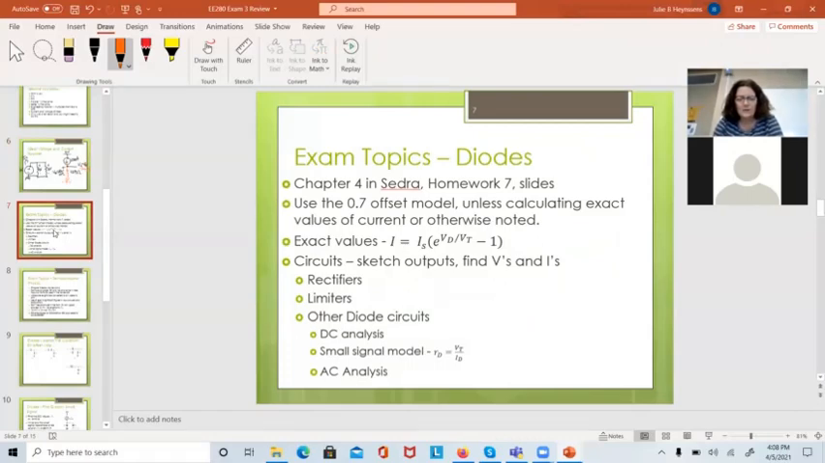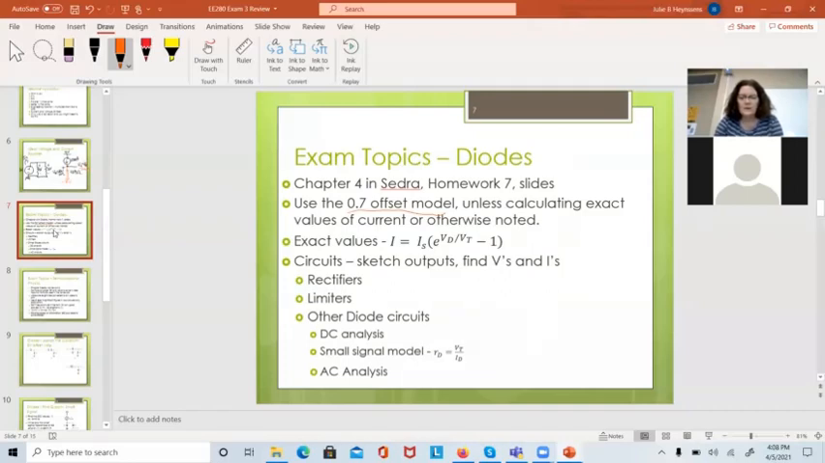So diodes was chapter 4 in Sedra, homework 7, and the diode slides. Generally, for most calculations, you use that 0.7 of a volt offset model. A lot of you realized in lab, when you did a better calculation using Multisim, it's not exactly 0.7 of a volt, but it was in the ballpark, and it gave you a reasonable answer.